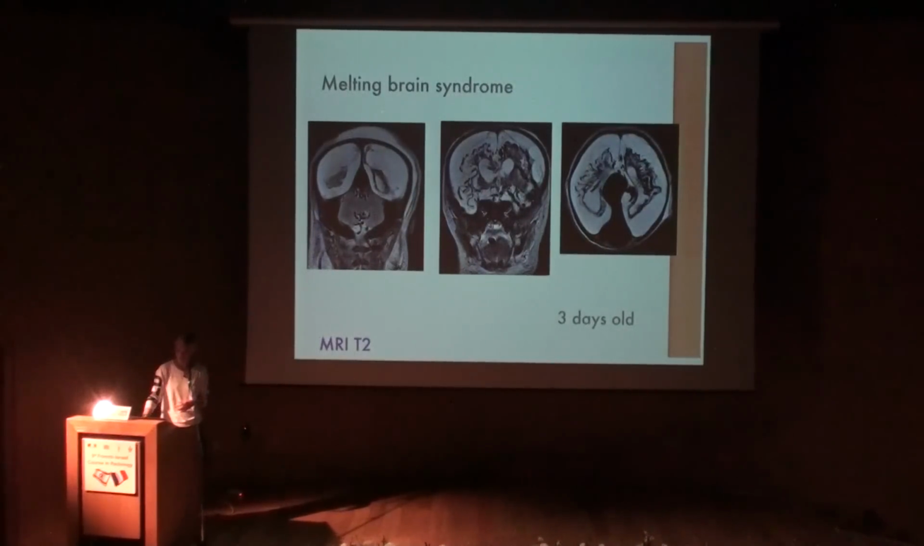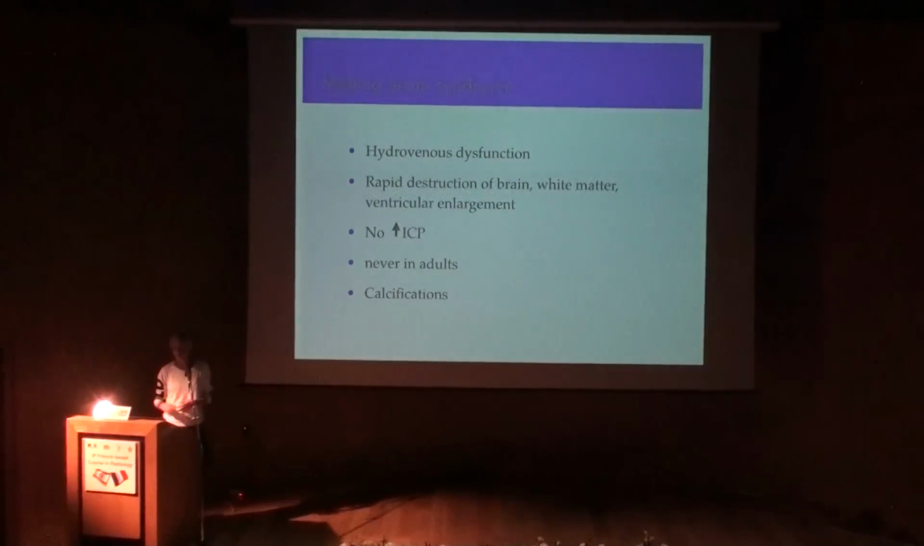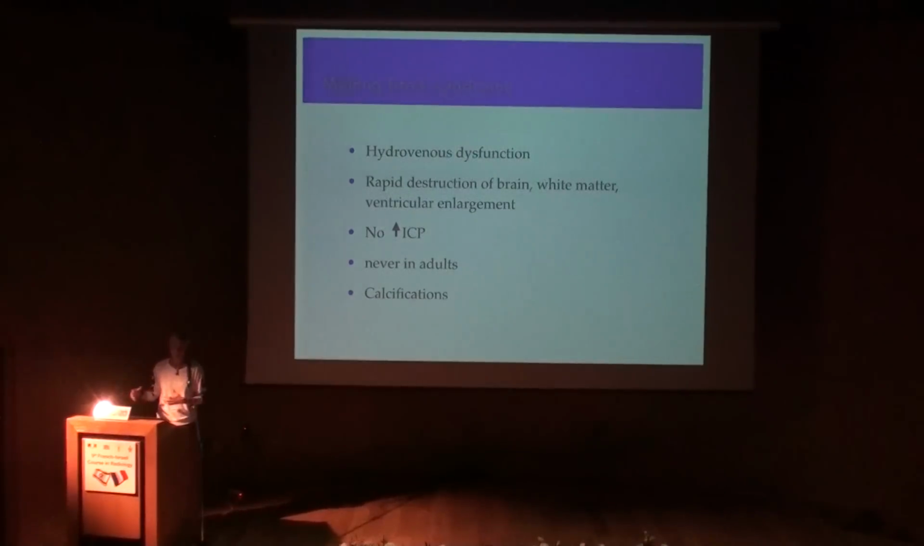And this is a very serious and important issue for us. The melting brain syndrome is the end result of a very difficult hydrovenous dysfunction in those very young fetal vein of Galen malformations. This is rapid destruction of the brain parenchyma, basically the white matter, because of high pressure in the medullary veins, and it's causing destruction of the white matter and enlargement of the ventricles. Usually there's no rise in the ICP, everything is just gone, it just disappears. You can never see it in the adult population. Calcification is one of the signs of it in a more chronic, slower, less severe situation.